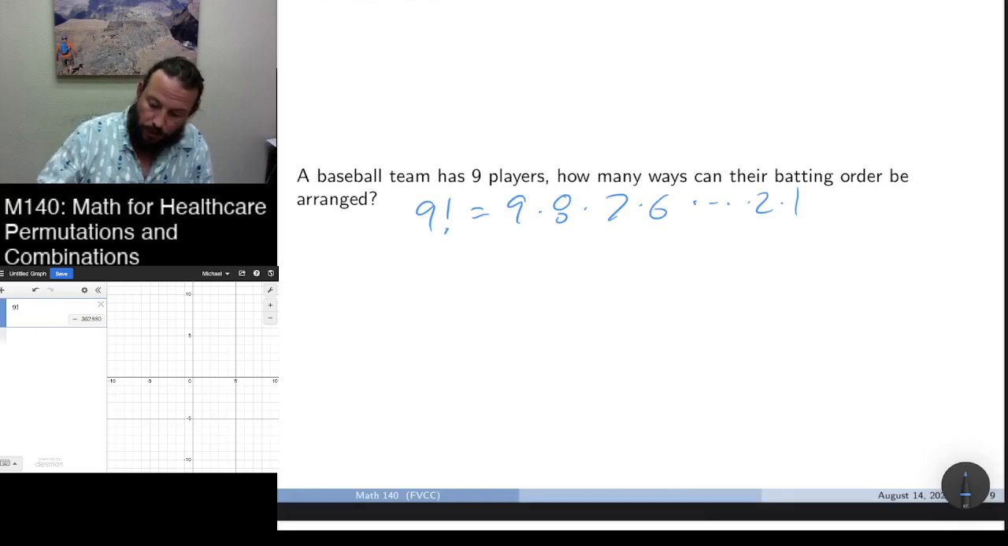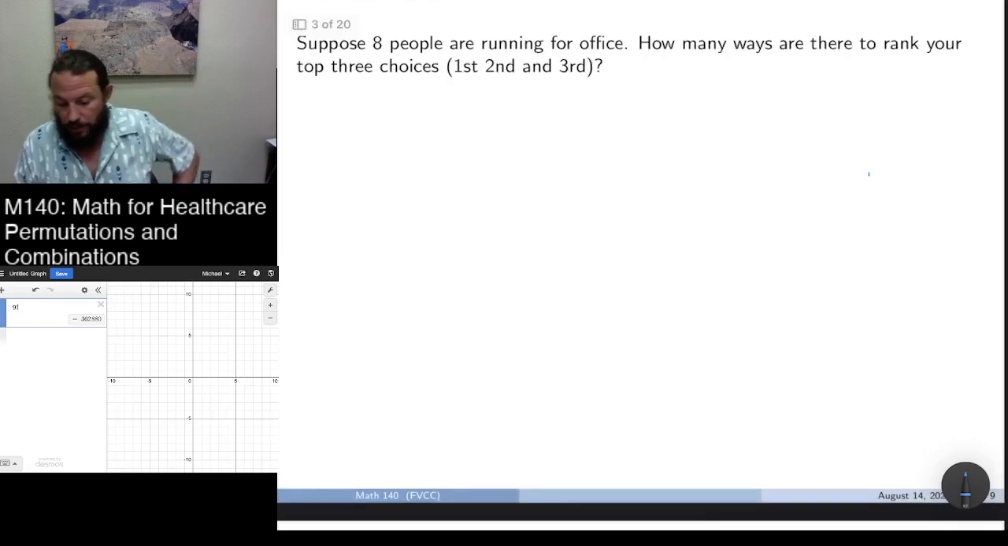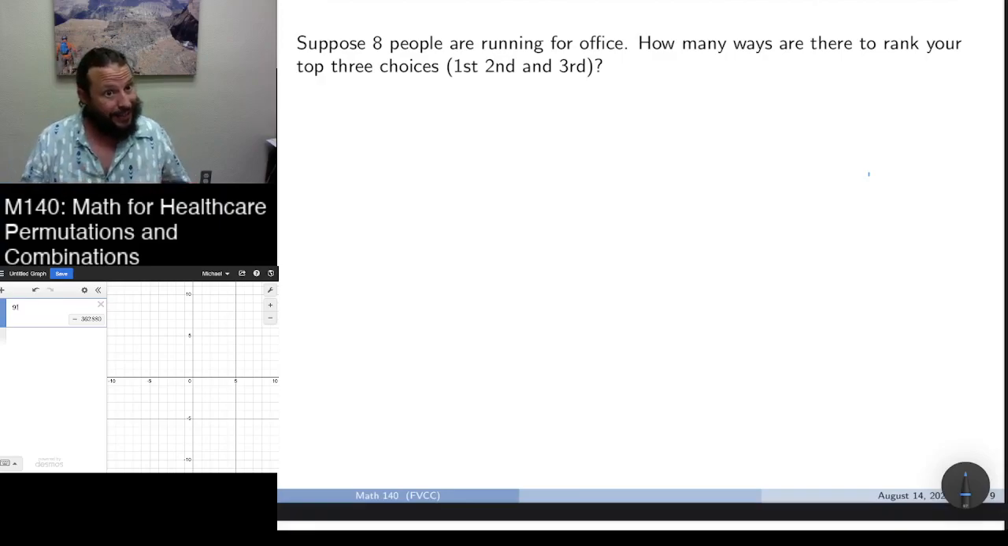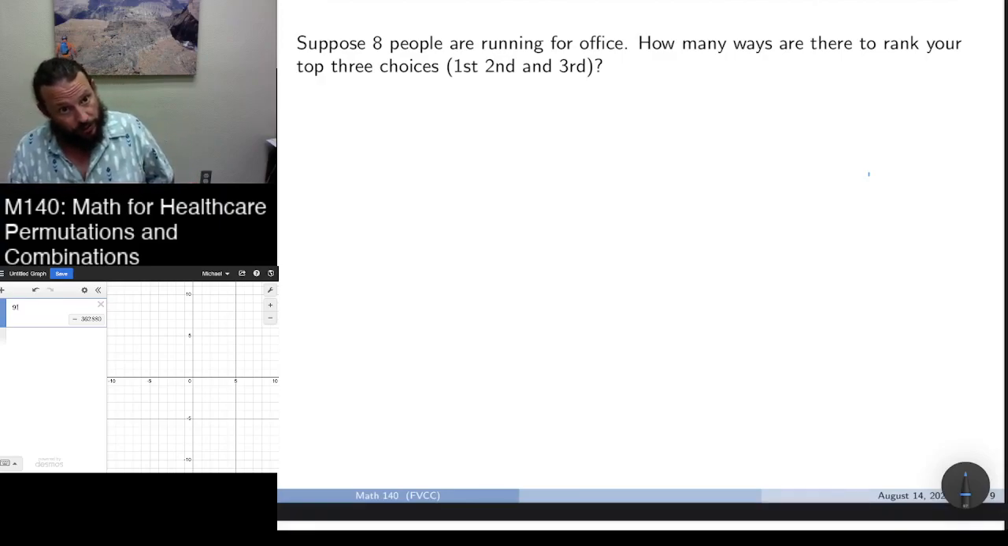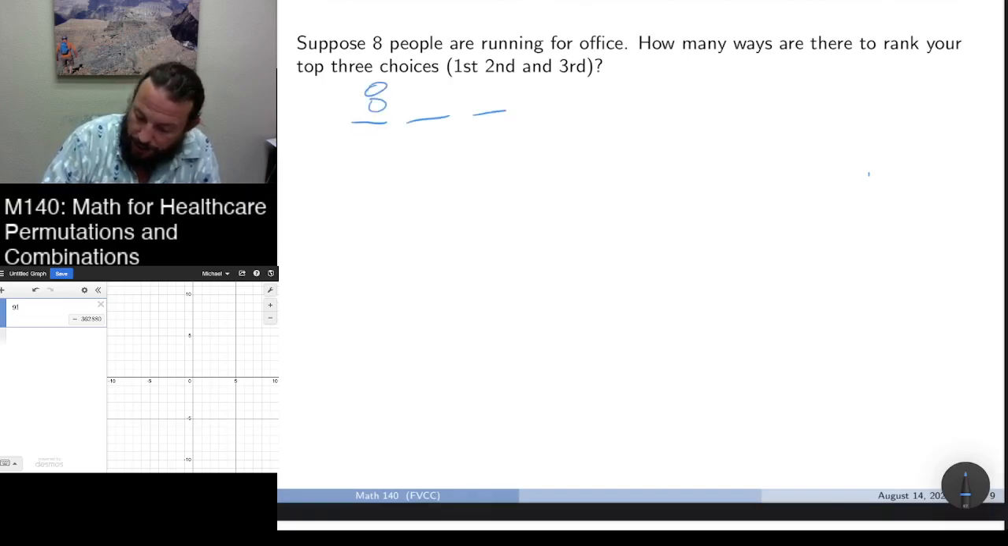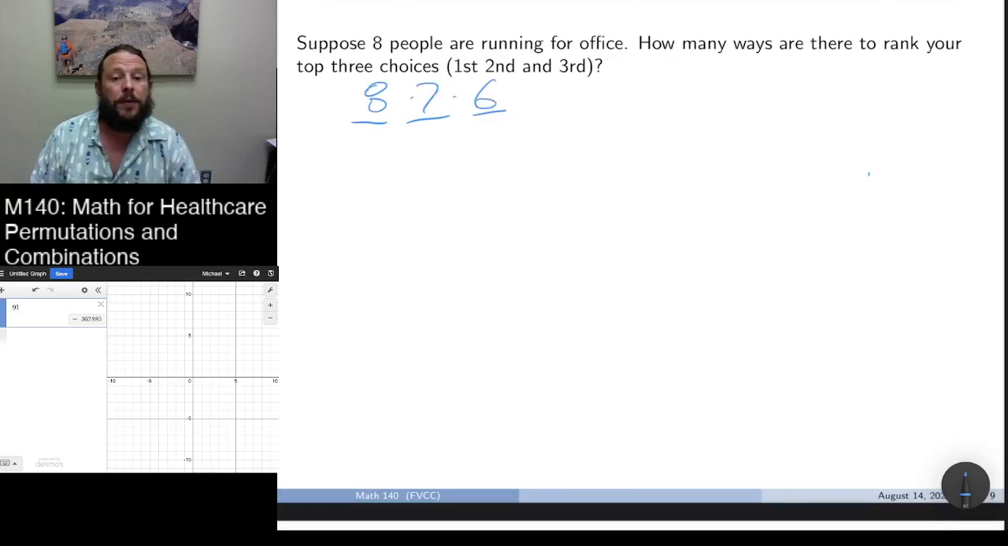Okay. So now, suppose 8 people are running for office. How many ways are there to rank your top 3 choices? Okay, so again, we got 8 distinct items, and we're arranging 3. So how do we do this here? Well, certainly we could use our multiplication principle. So it's 8 times 7 times 6, right?